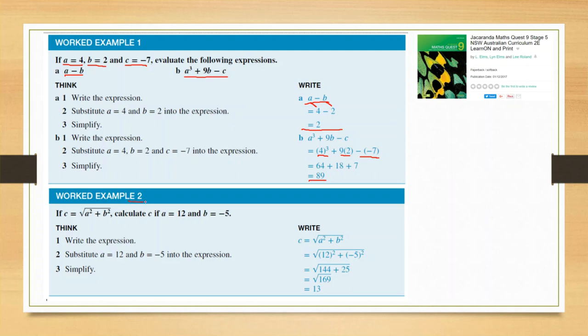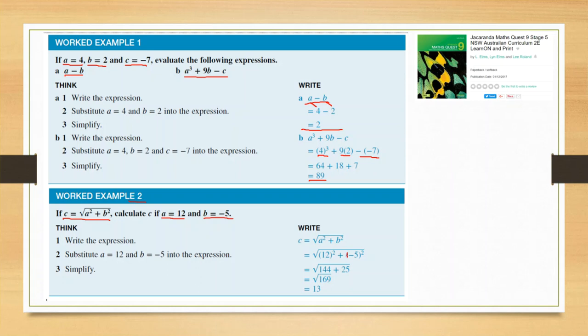Worked example 2, C equals the square root of A squared plus B squared, so this is Pythagoras' theorem, and we're told that A equals 12, B equals minus 5. So A is 12, so 12 squared is 144. B gets subbed in for minus 5 squared. Remember, when we square a negative, it becomes positive.